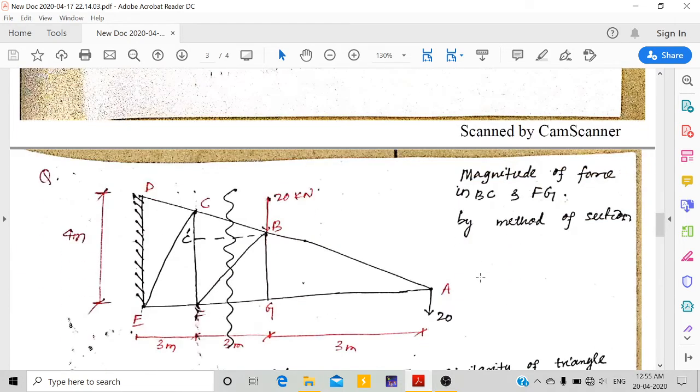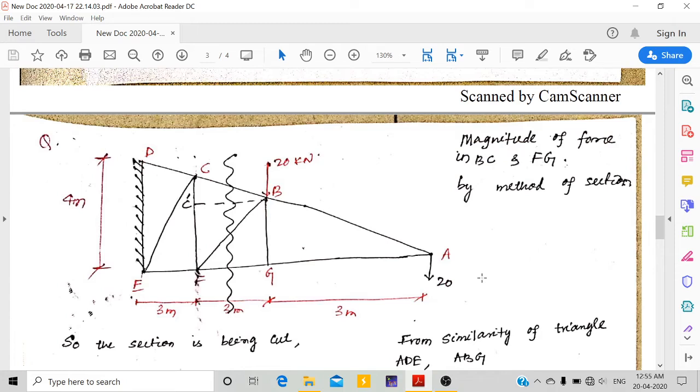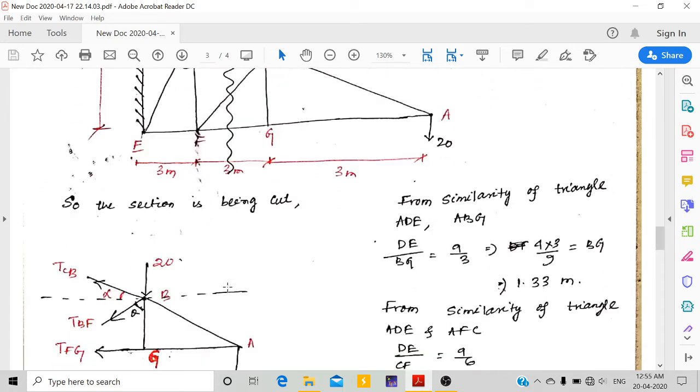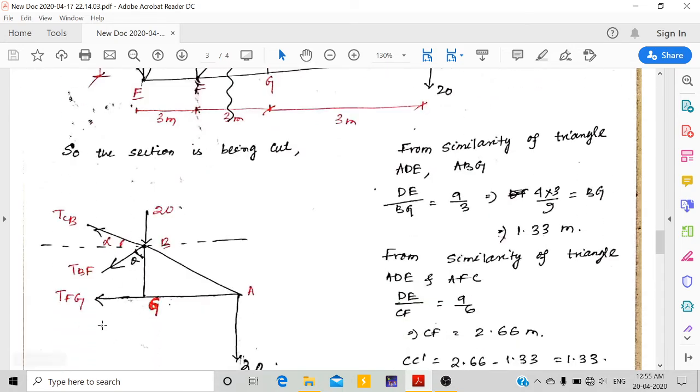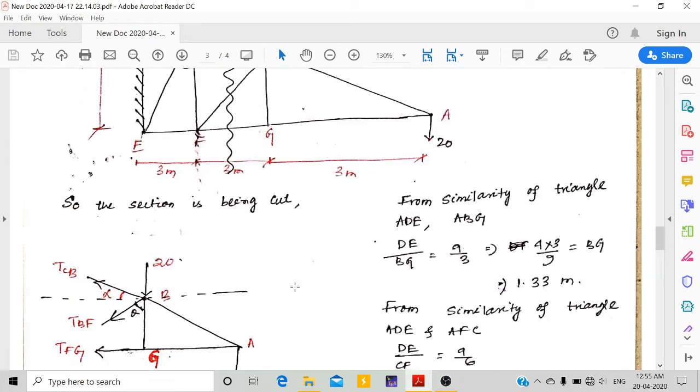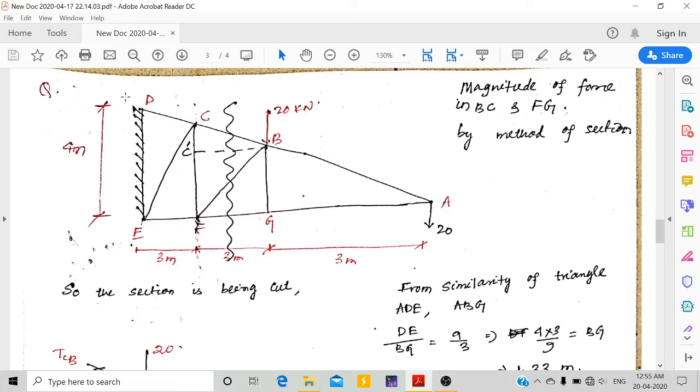Our next problem is the method of sections. In this question it is asked to find the magnitude of force in the members BC and FG. So I will cut the section through this, right? So this is my cut section, how it looks when I am cutting like this. I have taken it from the right hand side because it is easier to calculate; on the fixed support side it is difficult to calculate the reaction and the moment. So from this side it is easier to calculate.